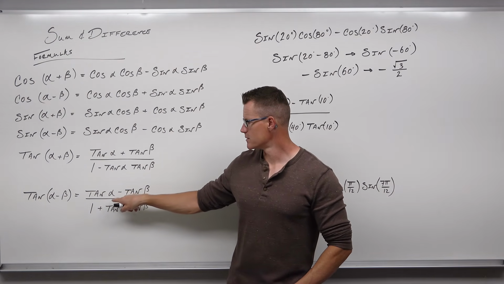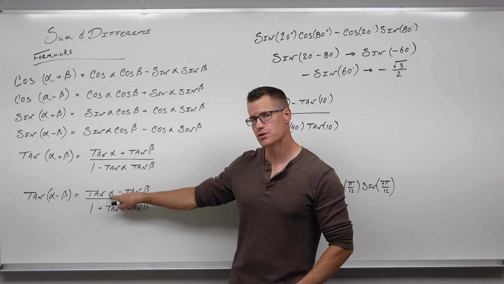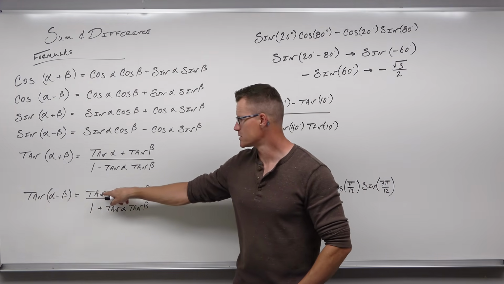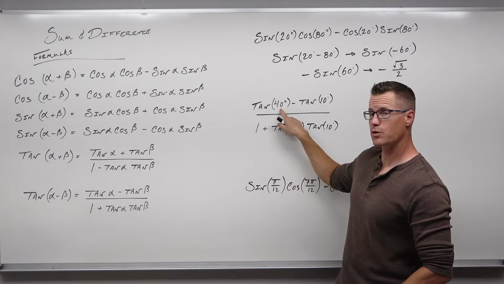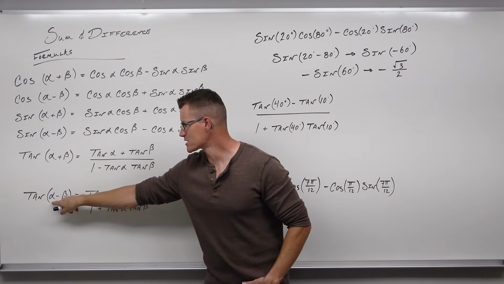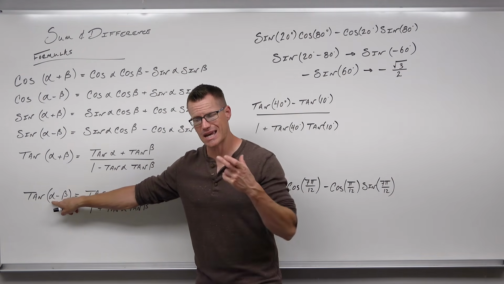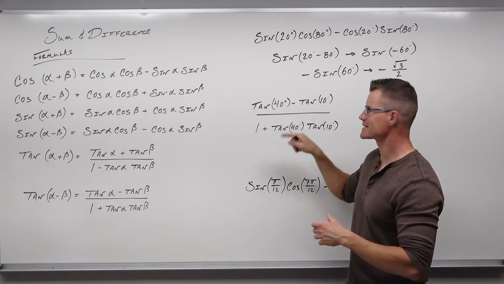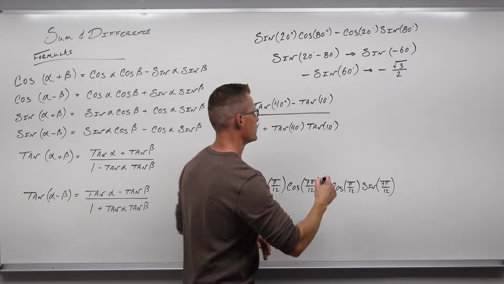So minus, plus, here's our first angle, here's our second. We have to subtract them in that order. So tangent of your first angle, tangent of 40 degrees. 40 degrees has to be the first thing that you do when you have tangent of that argument. It's going to be 40 minus the second. So 40 minus 10, not 10 minus 40.